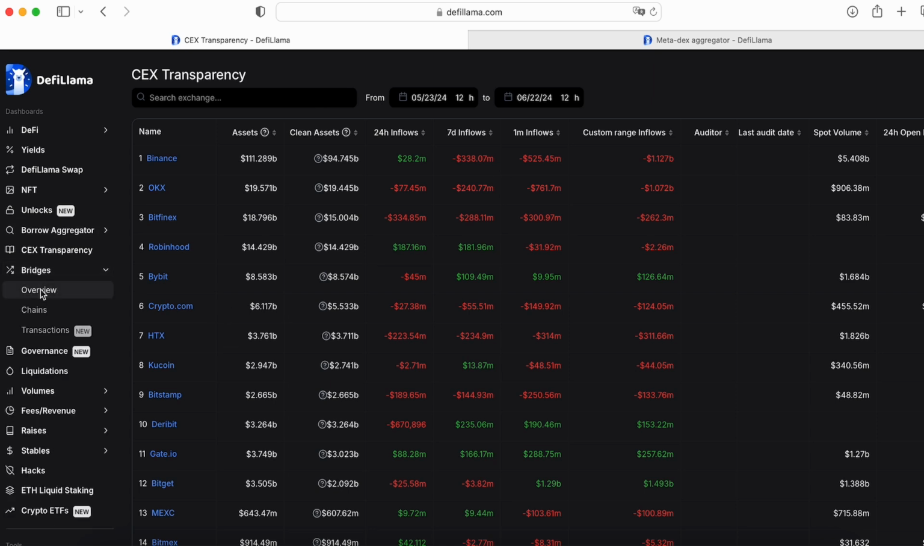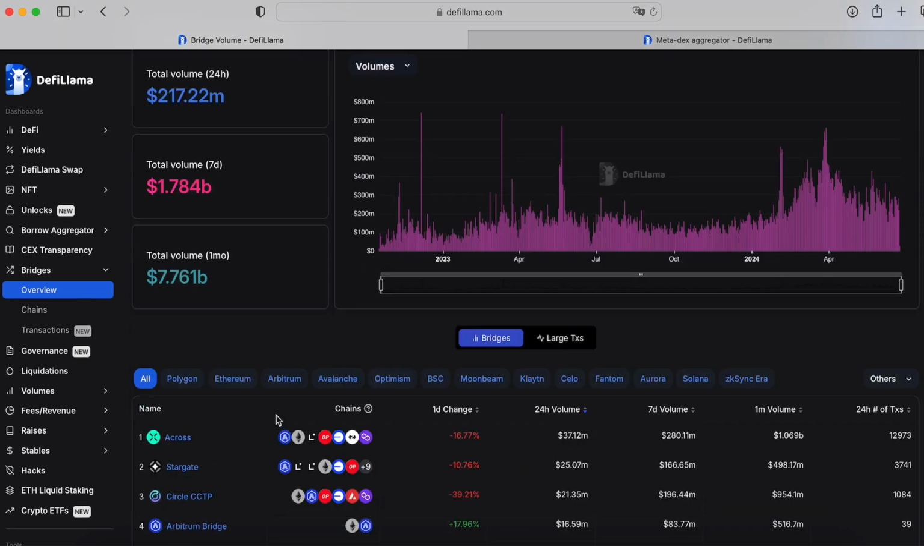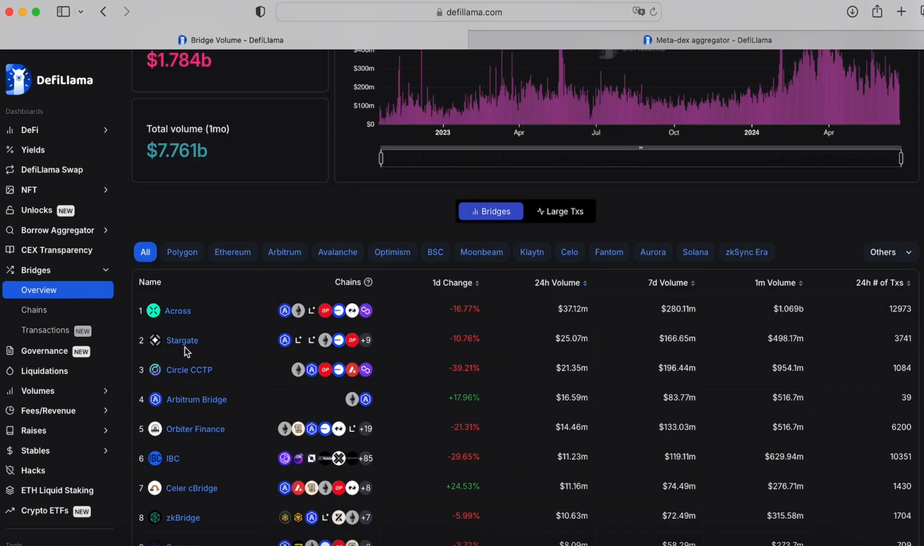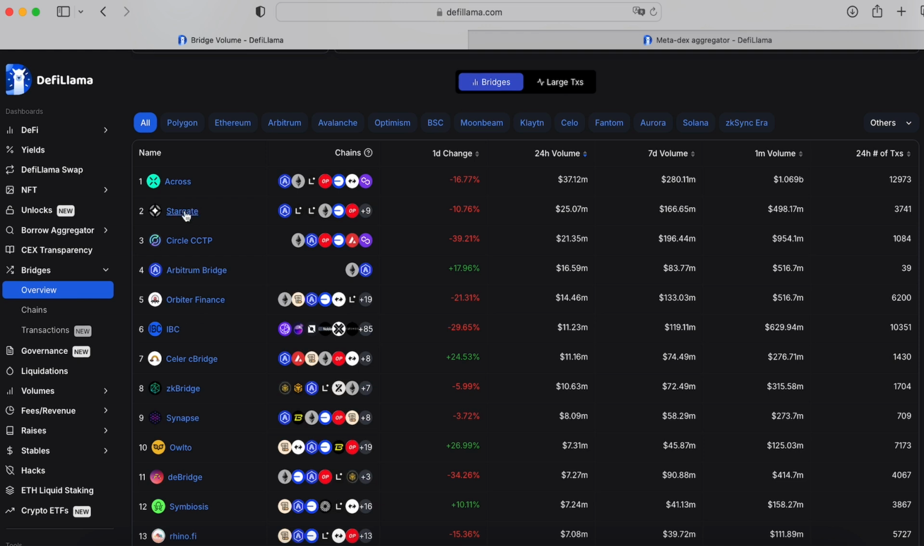Next one is bridges. And take a look, this is bridge volume in all bridges. You can track the total volume in 24 hours, volume in 7 days, and total volume in 1 month. If you need to bridge some tokens, for example, you can choose any bridge. Let's say this one. On Stargate, you can bridge the tokens between these chains.